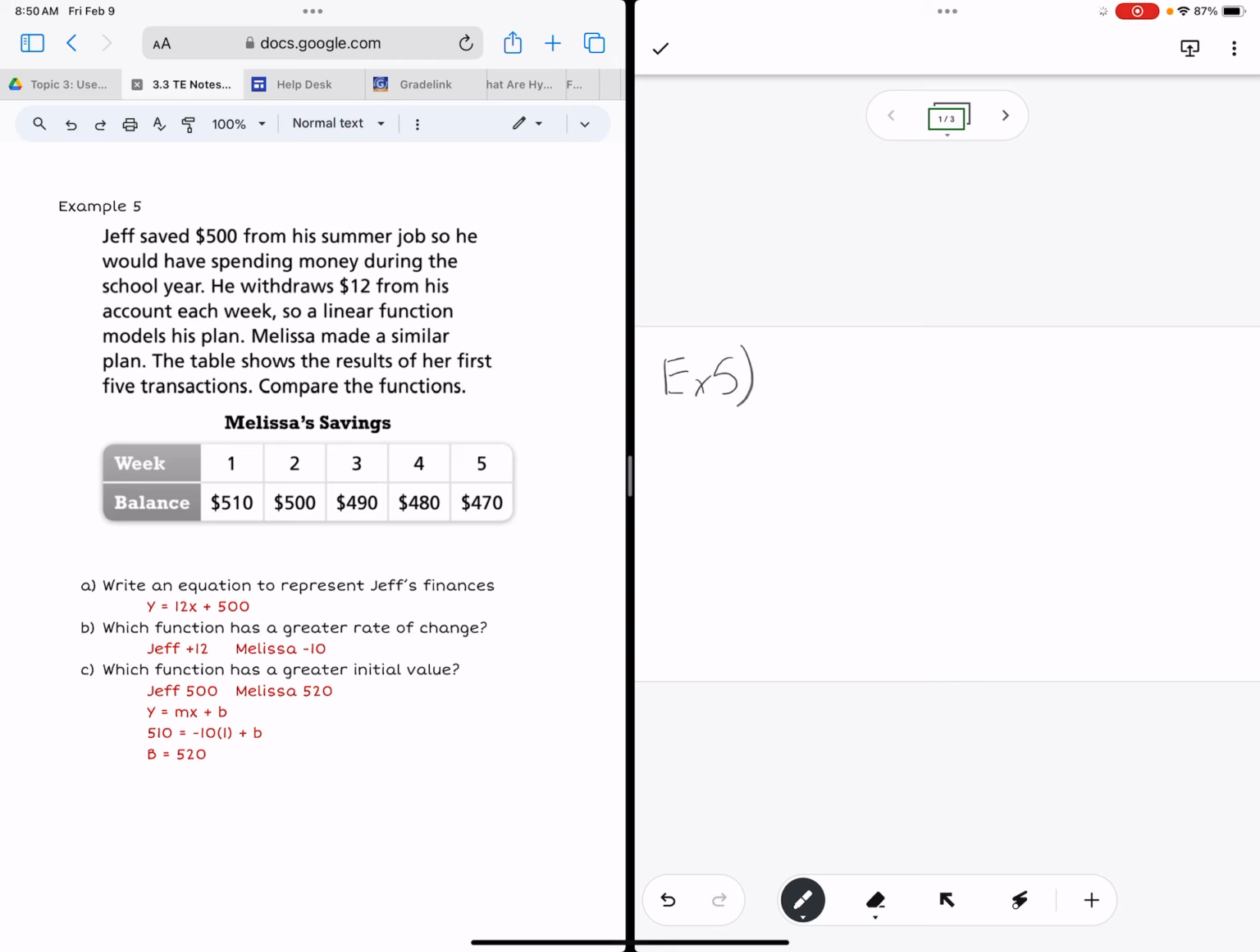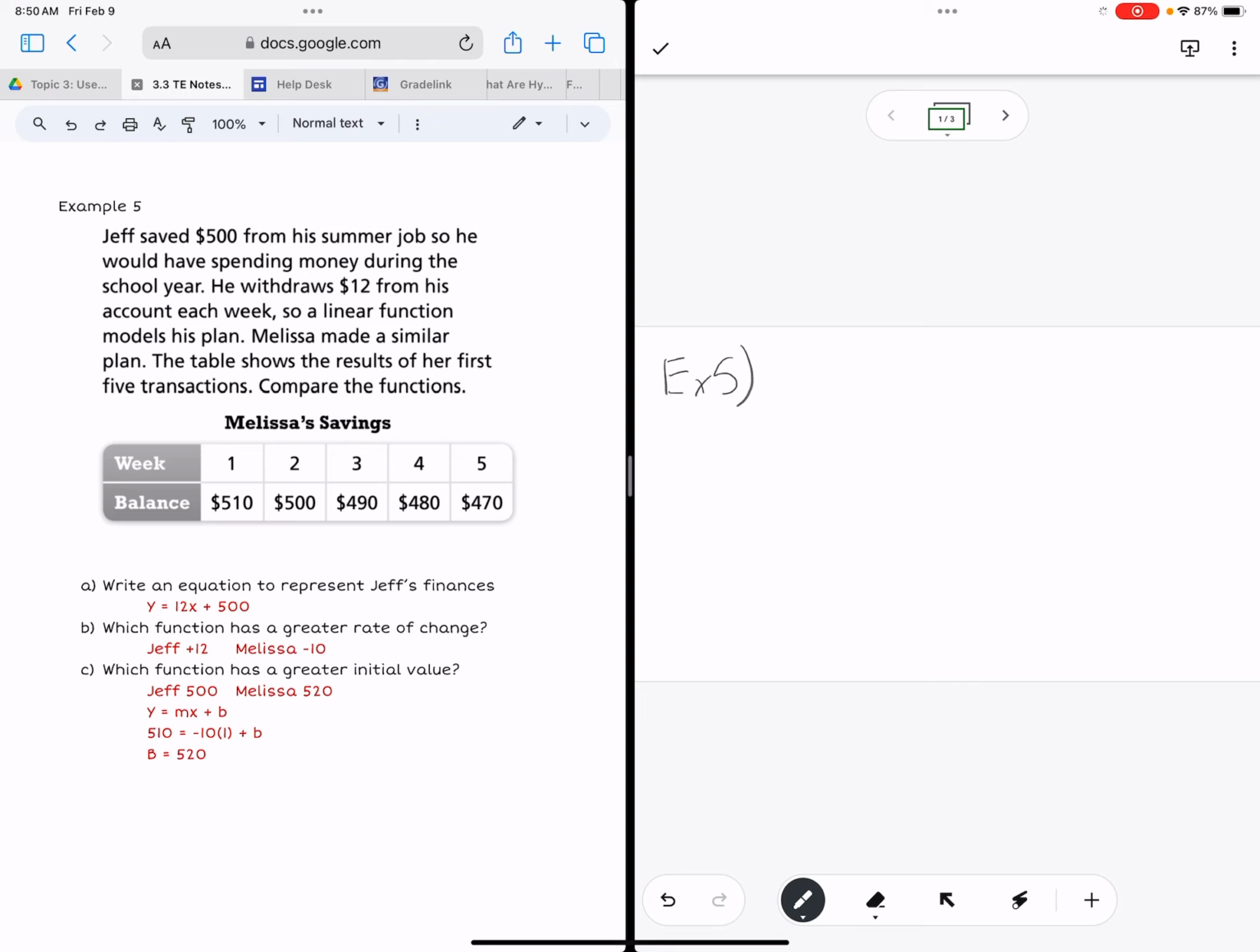So Jeff saves $500 from his summer job, so he would have spending money during the school year. He withdraws $12 from his account each week. So a linear function models his plan. So what does that mean?